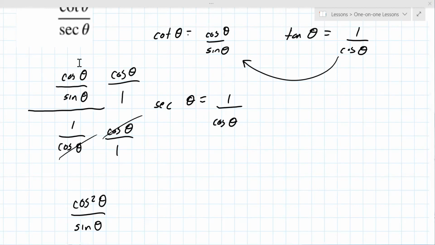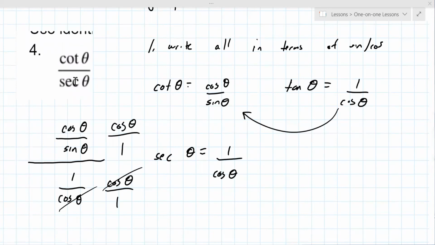Your instructor on the quiz will probably give you cosecant here, because then it'll reduce nicely, or maybe they'll change cotangent to tangent.